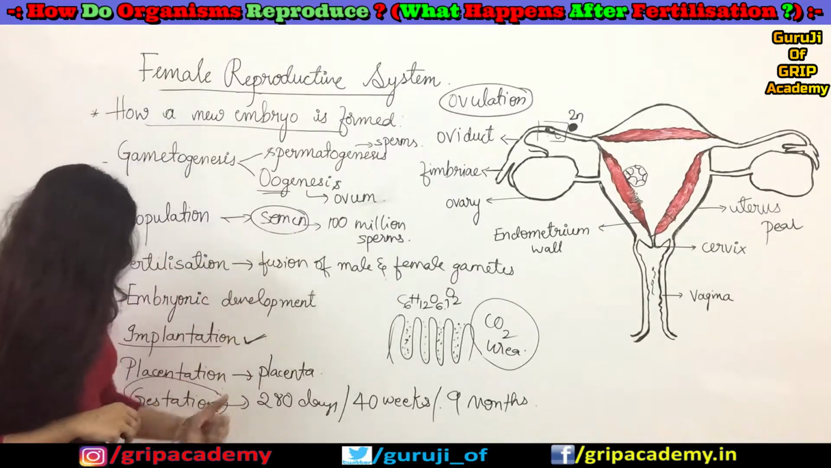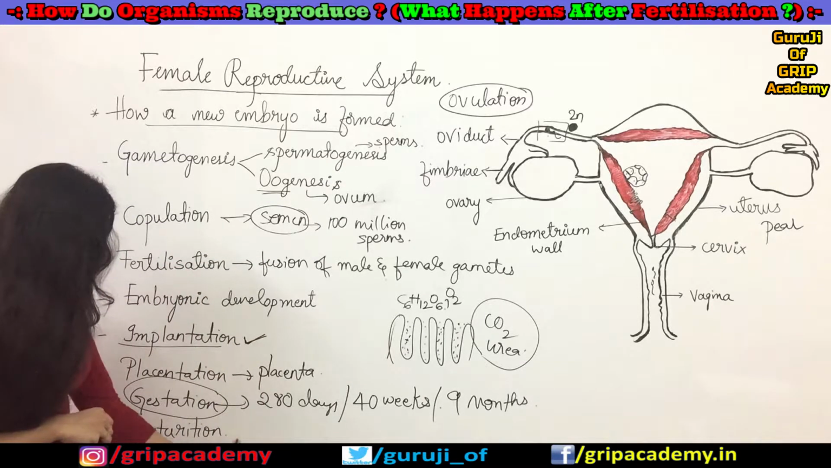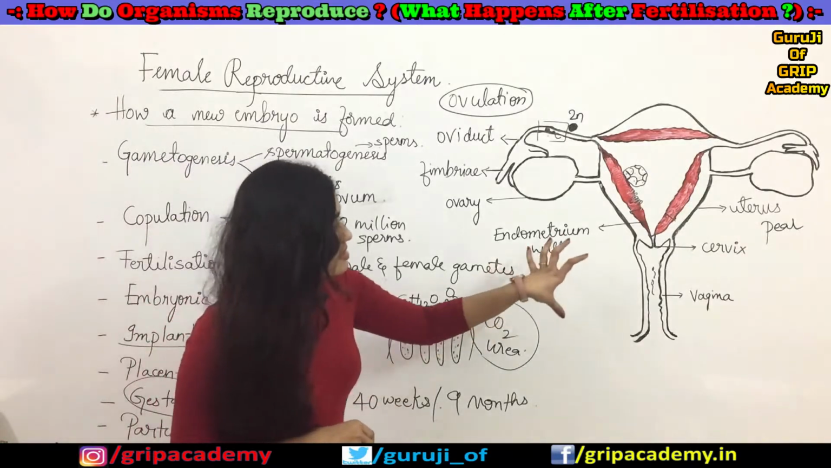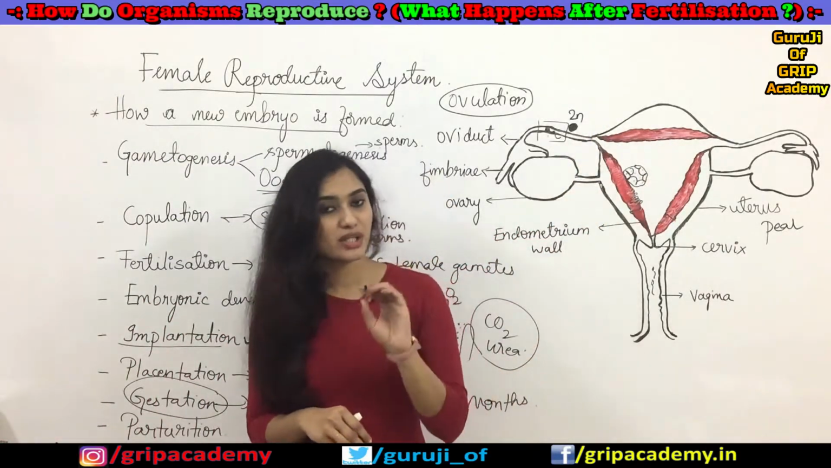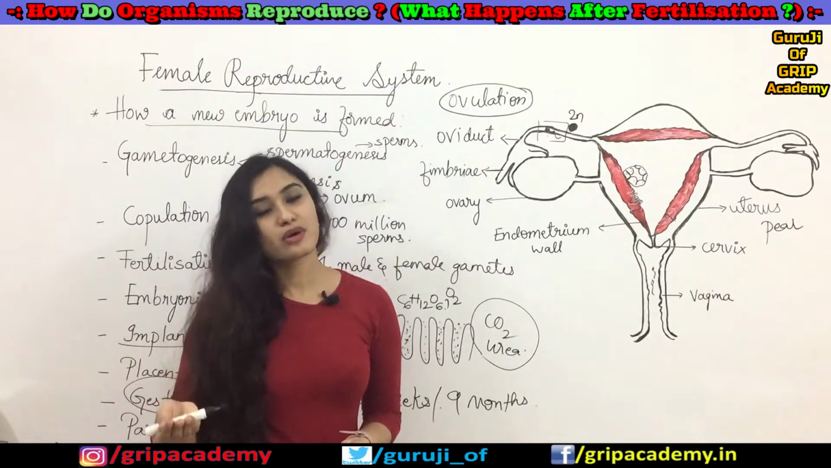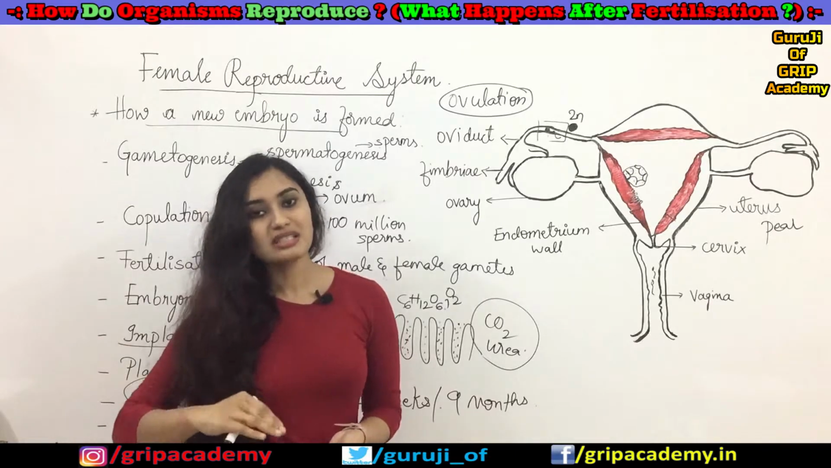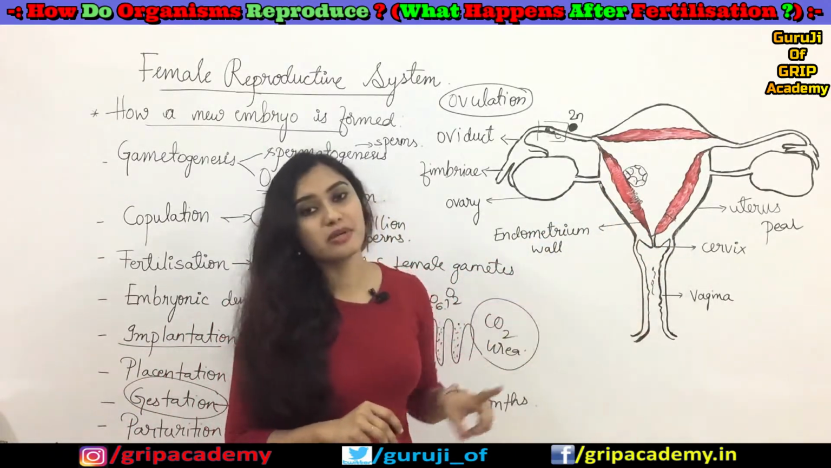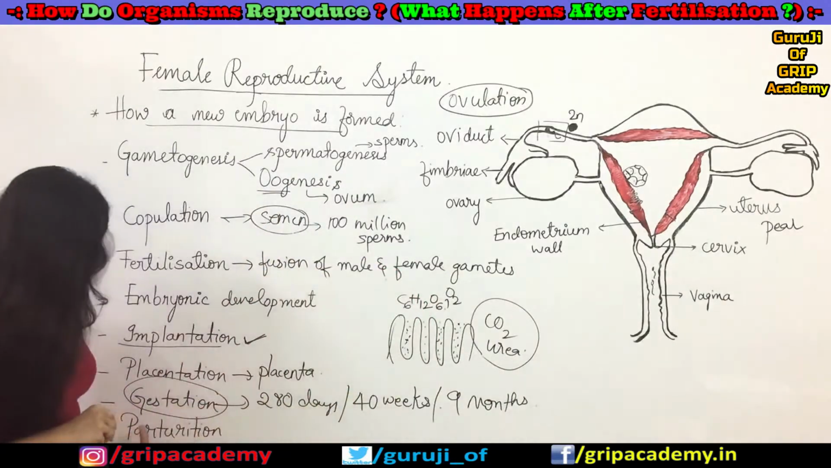Yes. So now the last step is parturition. So what does parturition mean? Once the baby is completely developed over a duration of 9 months, it has to come out, right? You call it childbirth or delivery. So this process of childbirth we call parturition.